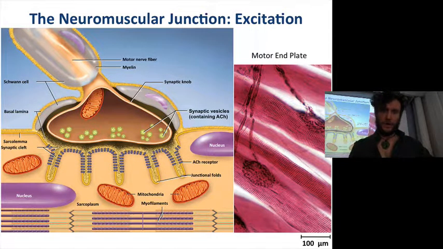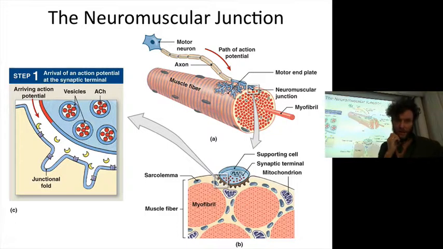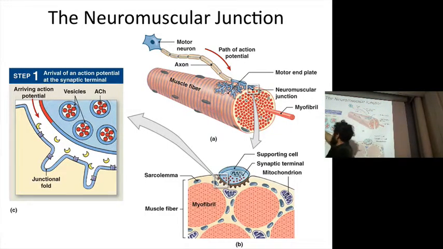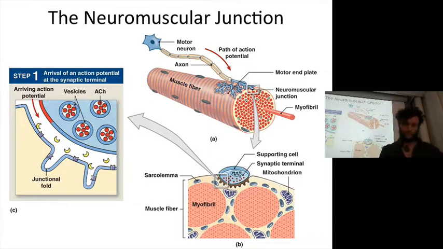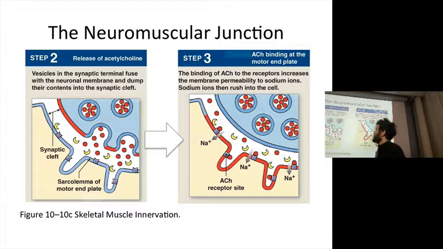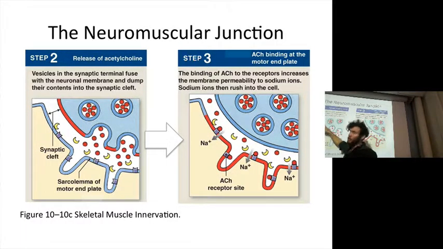All right, let's see what happens. So, step one, this action potential arrives coming down the axon to this neuromuscular junction at the motor end plate. Step two, this depolarization in the neuron causes degranulation. Here's acetylcholine being released into the synaptic cleft.